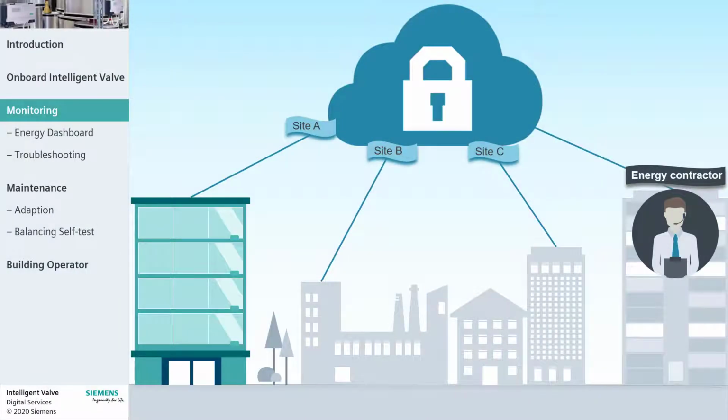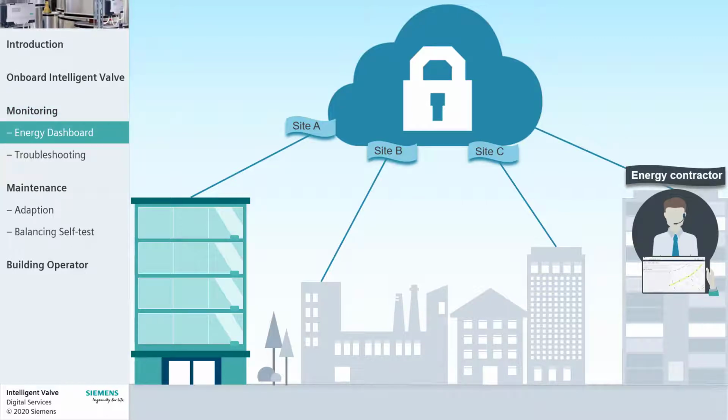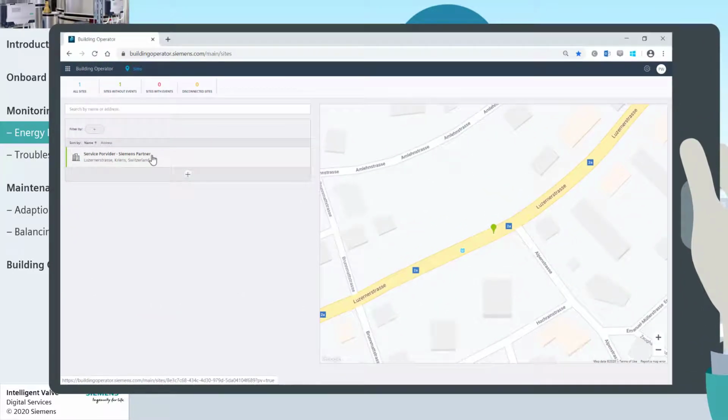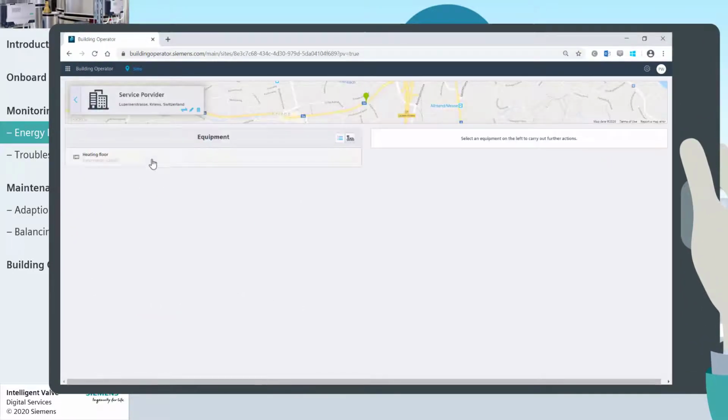Building Operator allows us to remotely monitor and operate a multitude of sites. This opens up new opportunities for remote assistance, real-time troubleshooting, and corrective maintenance. Assume you are an energy contractor tasked with the analysis of energy flows of a customer's building. This requires both present and historical data. This data can be viewed, for instance, with a dedicated dashboard. To access the dashboard, navigate to the newly created site and select the Intelligent Valve.